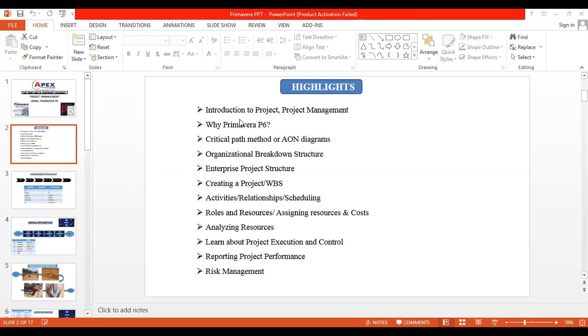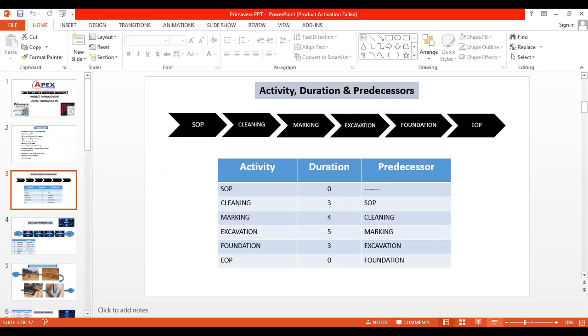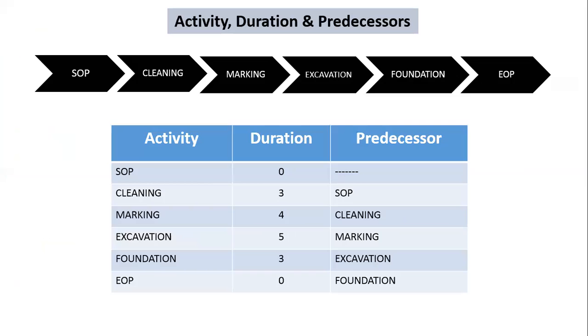These are some of the topics that we will discuss today. We discussed the introduction to the project and project management, and why we need Primavera and why Primavera P6 is prominent in the industry. Today we will go for the session on activity duration and predecessors.